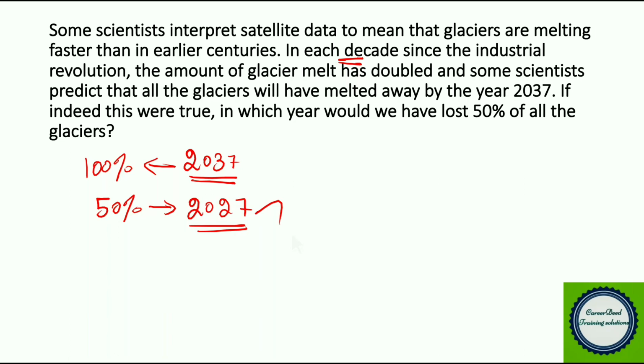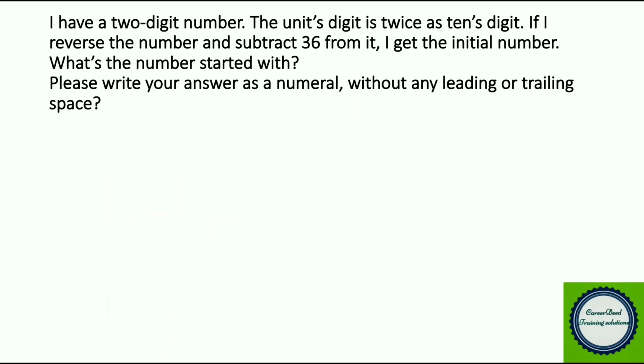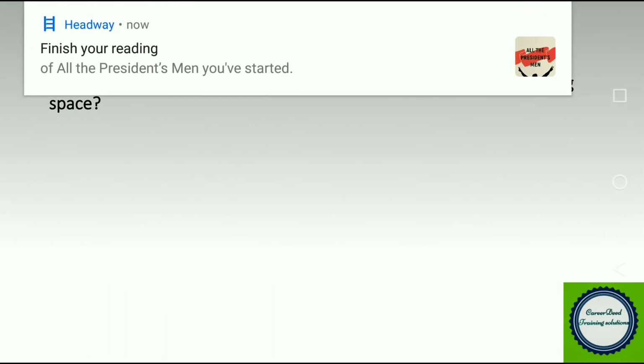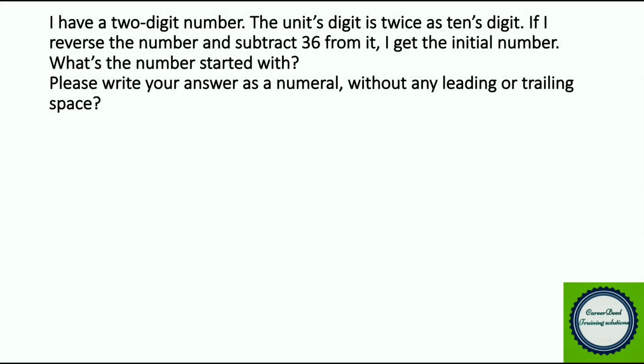Now question number 10. I have a 2-digit number. The unit digit is twice the tens digit. If I reverse the number and subtract 36 from it, I get the initial number. What number did I start with? Please write your answer as a numeral without any leading or trailing space. You have a 2-digit number, right? So you can take the 2-digit number as xy, where y is the ones place and x is the tens place.